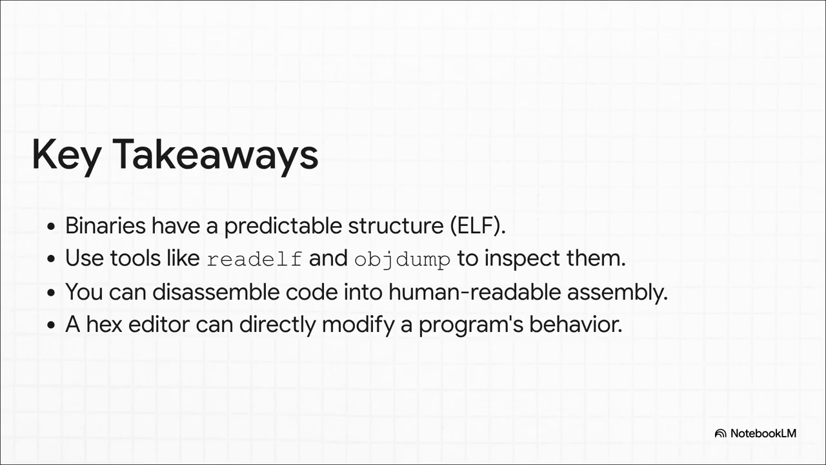So let's recap our little investigation here. We've confirmed that executables are not magic black boxes. They have a clear, predictable structure called ELF. We used standard, everyday tools to inspect that structure, from the high-level symbols all the way down to the raw assembly code. And most importantly, we proved that by directly manipulating the data inside that structure, we can fundamentally change what a program does.